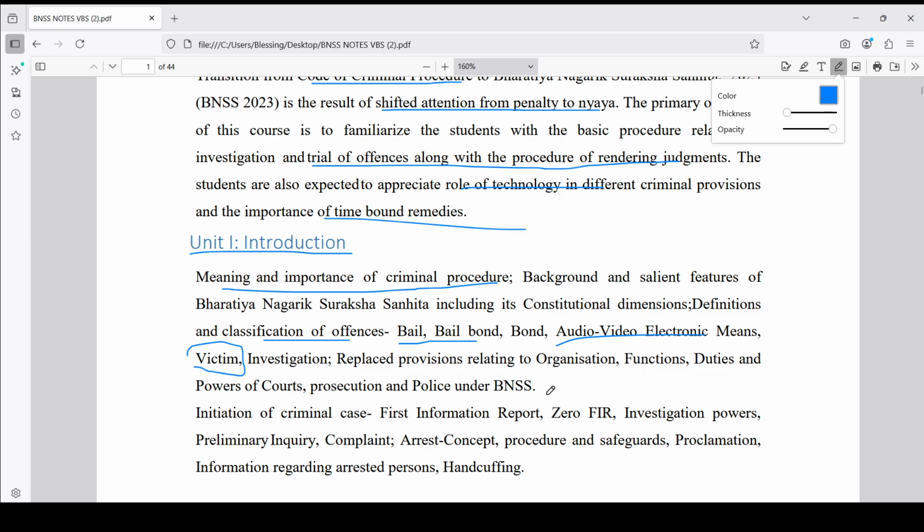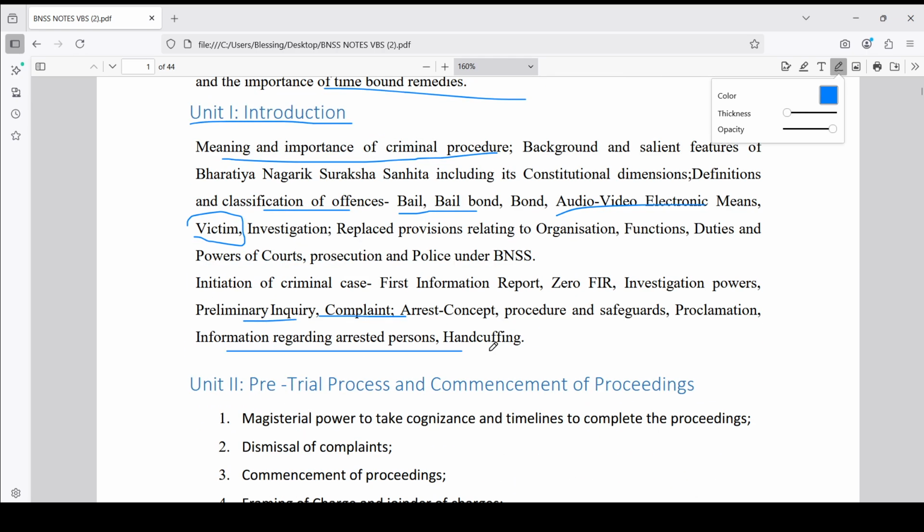prosecution and police under BNSS, initiation of a criminal case, first information report, FIR, investigation powers and preliminary inquiry, complaints, arrest concept and procedure and safeguards, proclamation, information regarding the arrest, and handcuffing. All of these are discussed in detail.